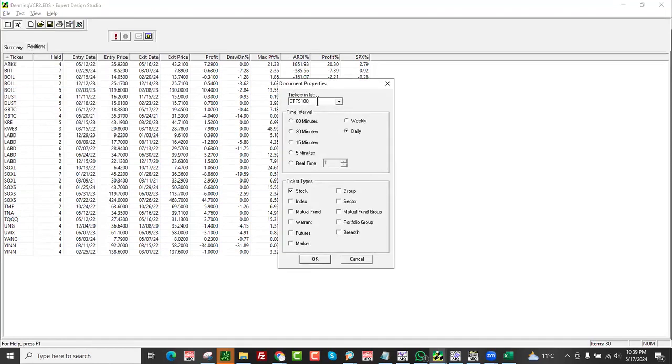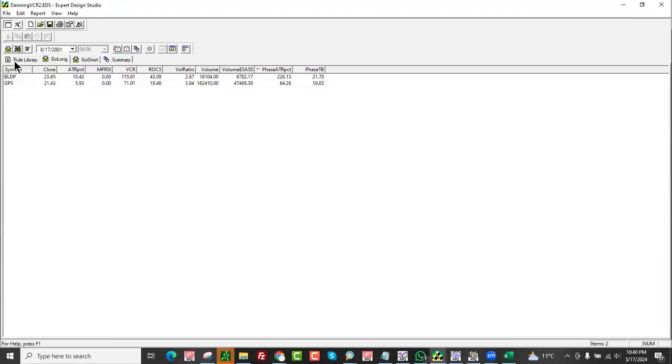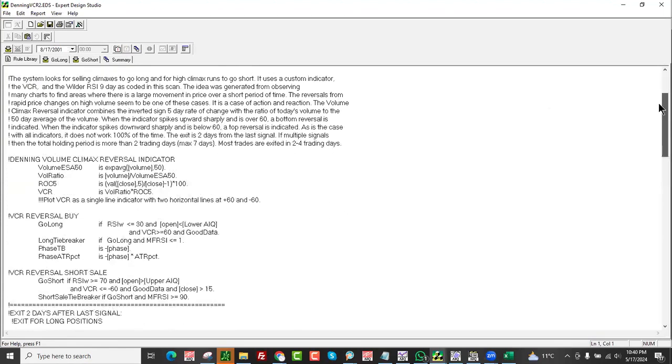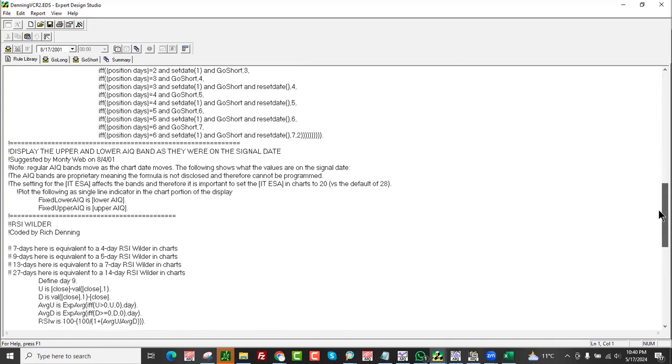So I've got the same strategy that we were looking at a moment ago, but running on the ETFs 100. Let me just show you the exit long that's down here, just so you know. The exit for long positions is based on a number of days that you're in a position, and it's a complex piece of work that goes on in there. So you could use that, or you could use money management again for exiting the positions. I like the way that you're in for 4 days and then you're out, which is pretty good.